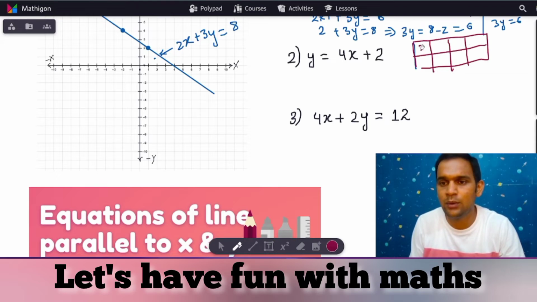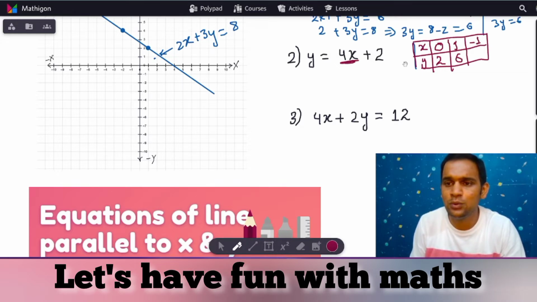So x comma y. Obviously we will take the value of x as 0. Once we take the value of x as 0, we get y as 2. Once we take the value of x as 1, 4 times 1 is 4 plus 2 is 6. We will take the value as minus 1. So when we take x as minus 1, 4 times minus 1 is minus 4. Minus 4 plus 2, you will get y equals minus 2. So these are the 3 coordinates we got.